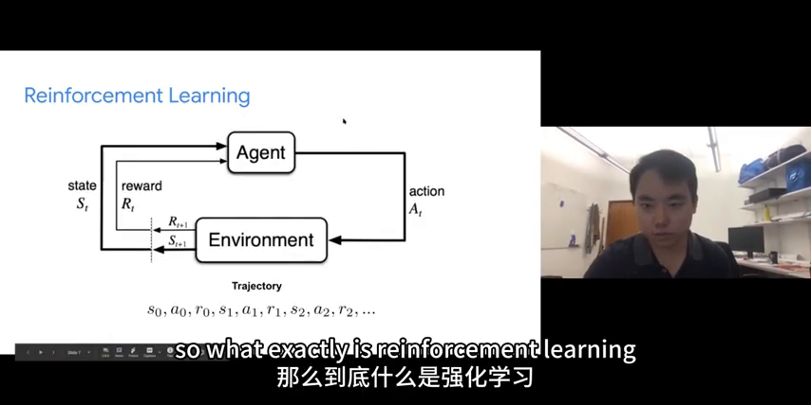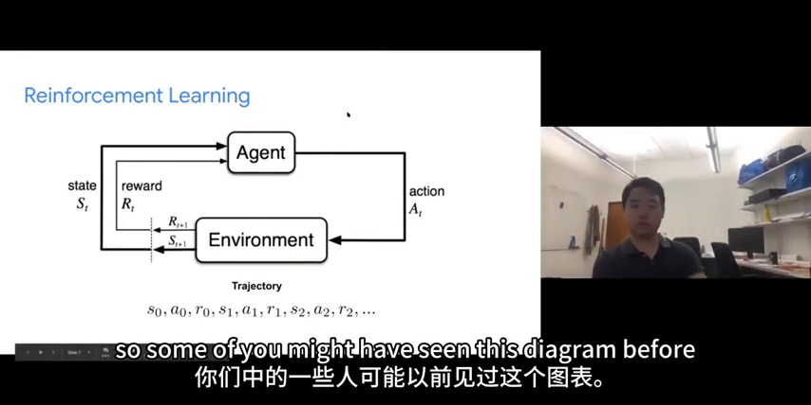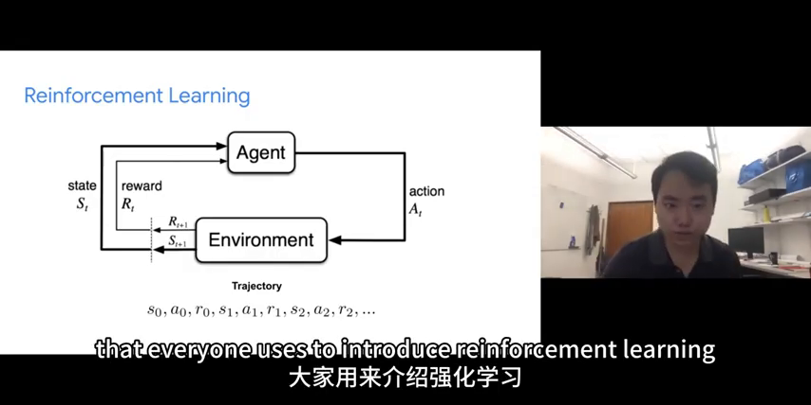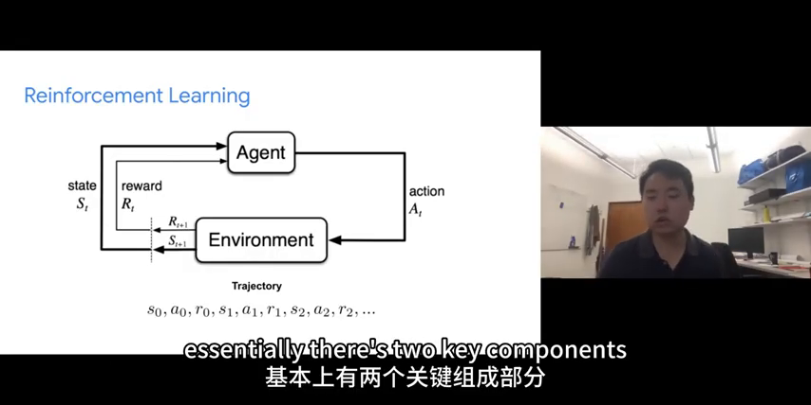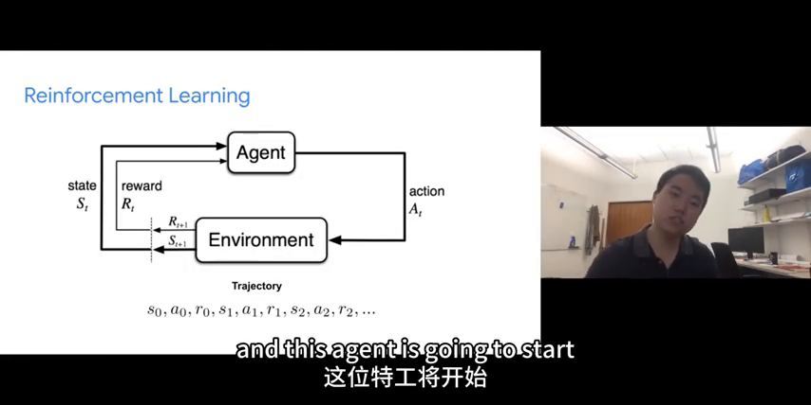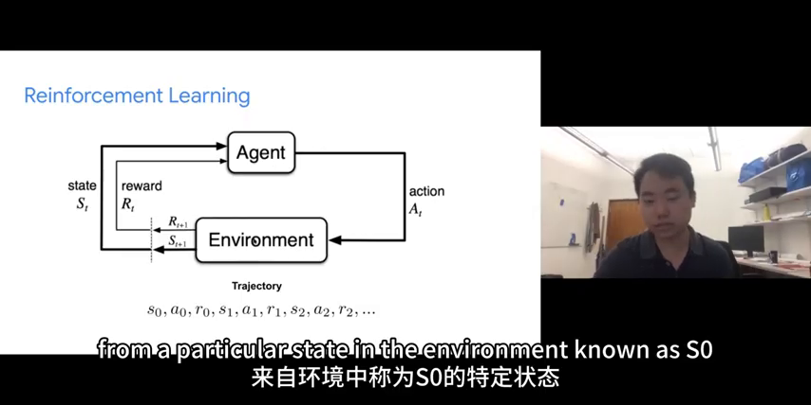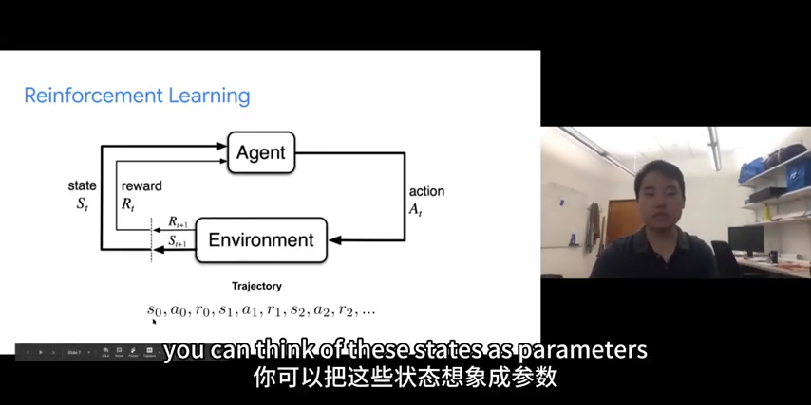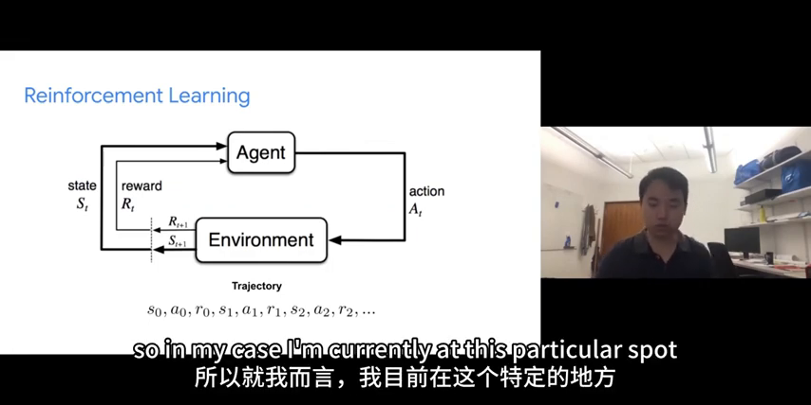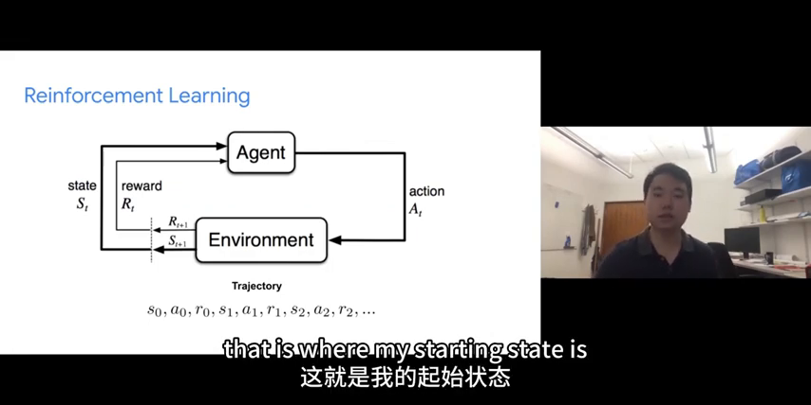So what exactly is reinforcement learning? Some of you might have seen this diagram before. Here's a very general setup that everyone uses to introduce reinforcement learning. Essentially, there are two key components. You have an agent that is placed in an environment, and this agent starts from a particular state in the environment known as S0. That's your starting state. You can think of these states as parameters of the environment that define where the agent currently is. So in my case, I'm currently at this particular spot. That is my starting state.